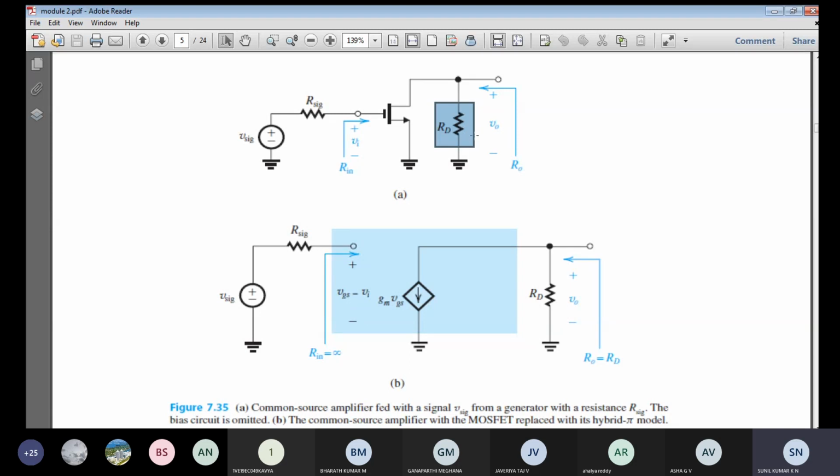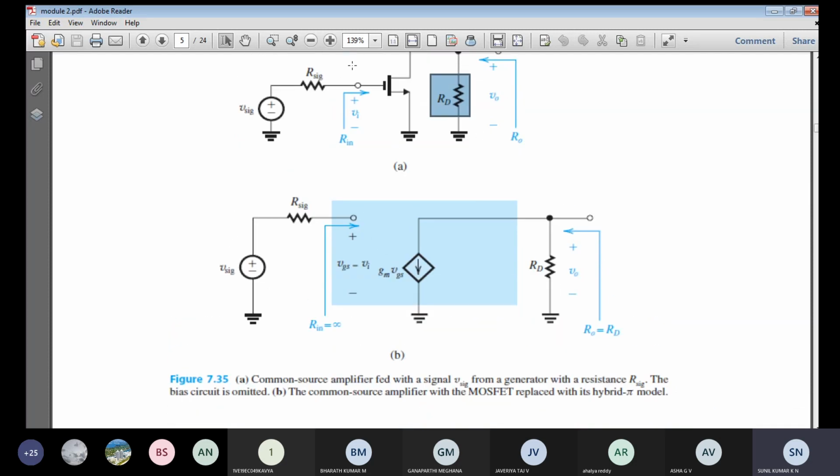Across the drain resistance RD, you can expect the output voltage. So output voltage, and if you look from the output terminal, the drain terminal, whatever resistance you can see, that is nothing but the output resistance of the amplifier, given as R0. So this R0 is nothing but the drain resistance RD. And the same thing, MOSFET has been replaced with its corresponding equivalent circuit model. So VGS will be equal to Vi, Vi will be equal to V signal, and hence R signal will be very less.